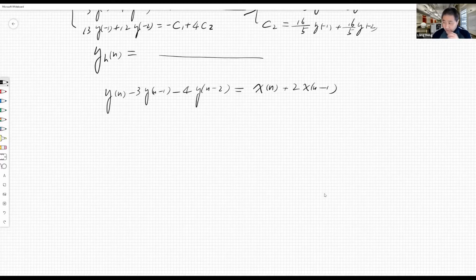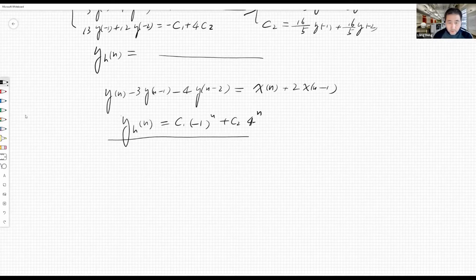So we already did the homogeneous solution. The homogeneous solution is h[n] equals c1 times (-1) to the power n plus c2 times 4 to the power n. And c1, c2 we have already solved previously. In this case, let's say I know something about my initial condition, so I want to solve for that.